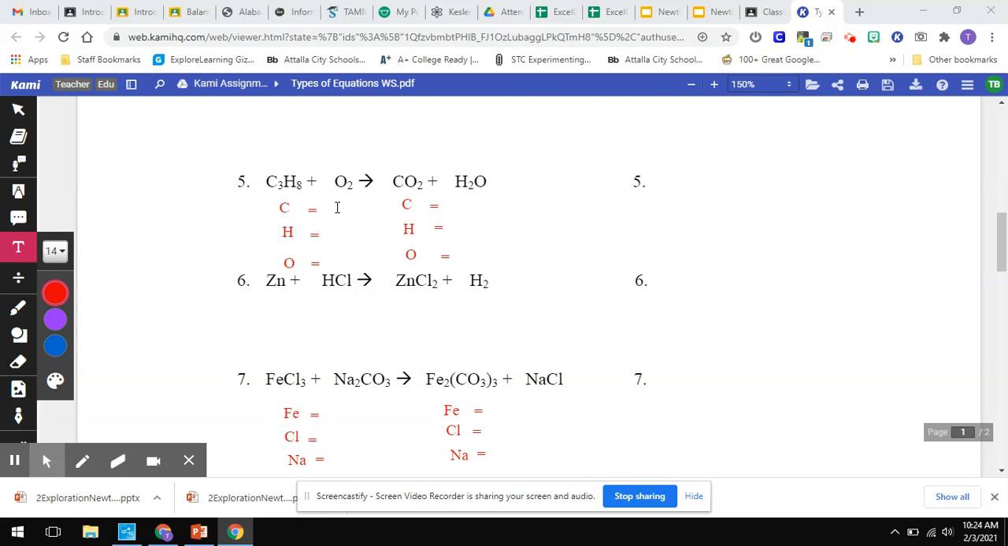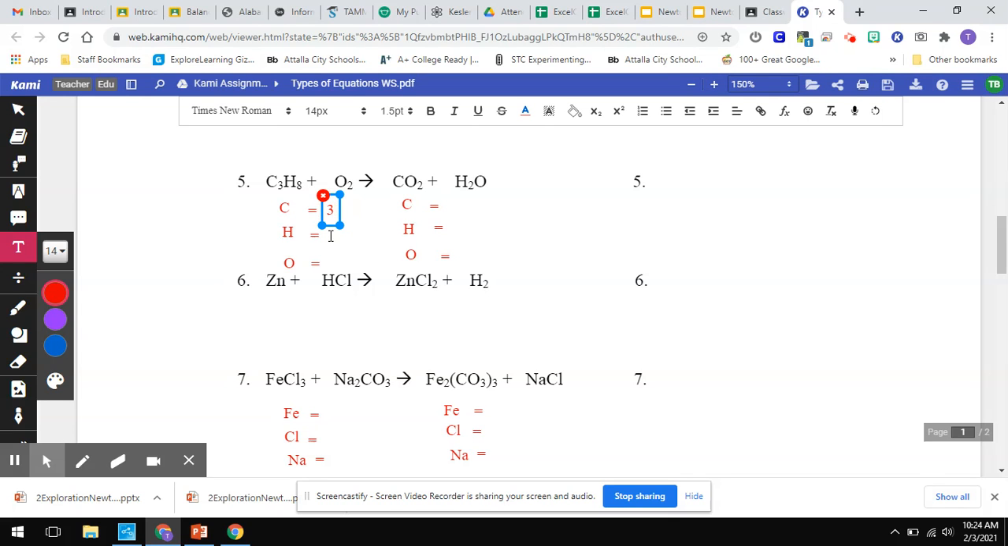So I'm going to go ahead and place down my initial count here. For the carbon, I have a total of 3 to start with. For my hydrogen, I have 8. And for the oxygen, I have 2.